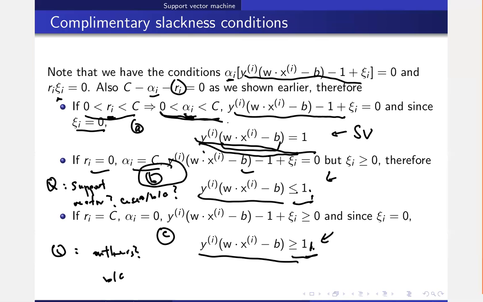Basically, support vectors should have alpha_i between 0 and C. And then from that, we can, again, using the same argument we had before, find this b here. Then from this, you are basically done.